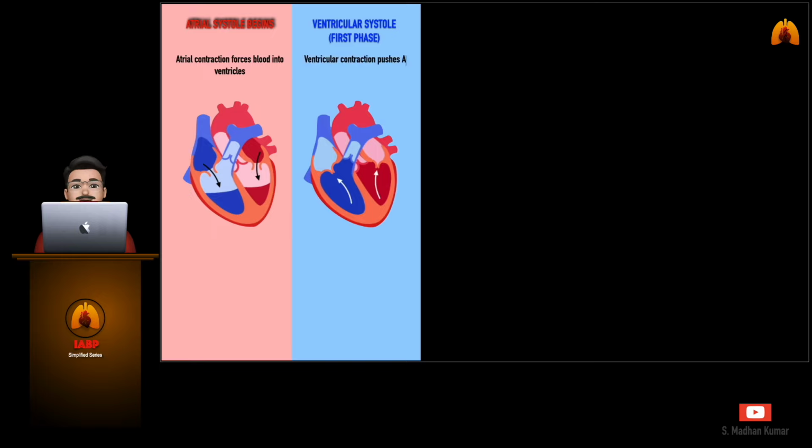After atrial contraction is completed, the atrial pressure begins to fall, causing a pressure gradient reversal across the AV valves. The AV valves close when intraventricular pressure exceeds atrial pressure. During the time period between the closure of the AV valves and the opening of the aortic and pulmonary valves, ventricular pressure rises rapidly without a change in ventricular volume. Hence, it is called isovolumetric contraction. During this phase, all the valves are closed.